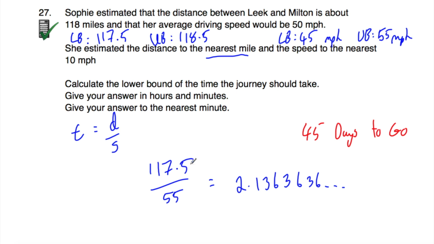2.136336 and so on. And in terms of our units, we were dividing our distance, which was miles, by miles per hour, so that's in hours. So it would take 2.13636 and so on hours. Now we want to give our answer in hours and minutes to the nearest minute.